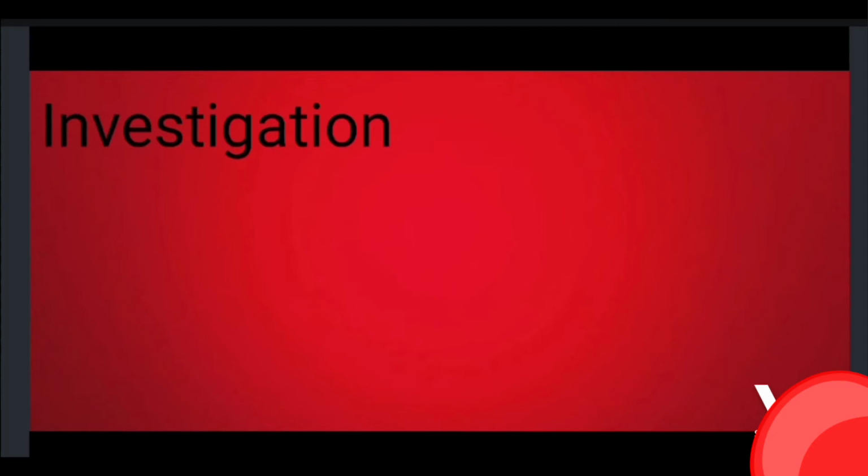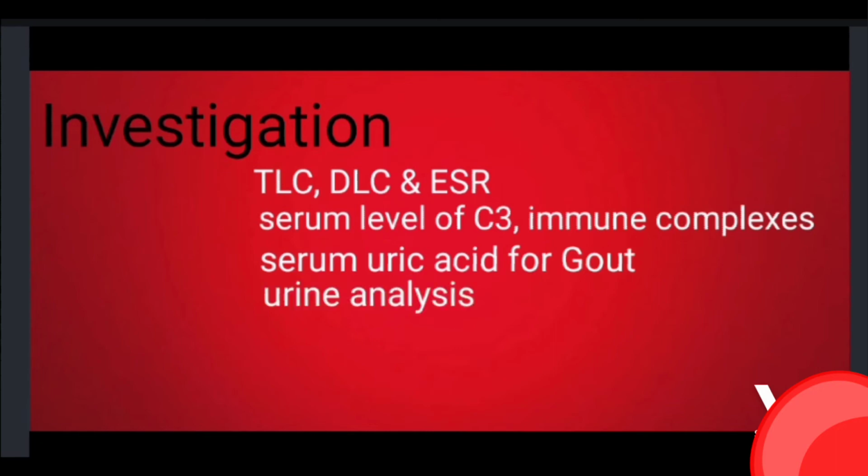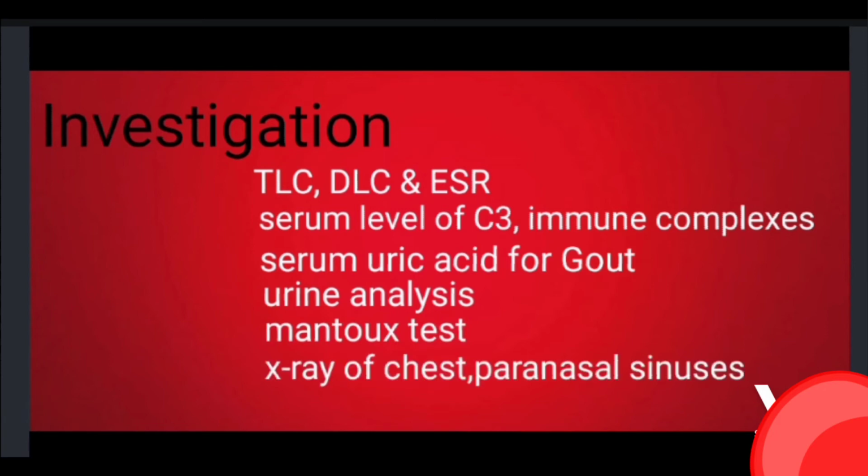After that we see investigations. In investigation we see DLC, TLC and ESR, serum level of complement and immune complexes, serum uric acid for gout, then urine analysis, Mantoux test, X-ray of chest, paranasal sinuses, then lastly the sacroiliac joint and orbit to rule out a foreign body, especially in a patient with nodular scleritis.